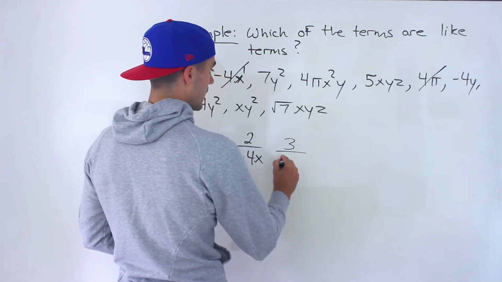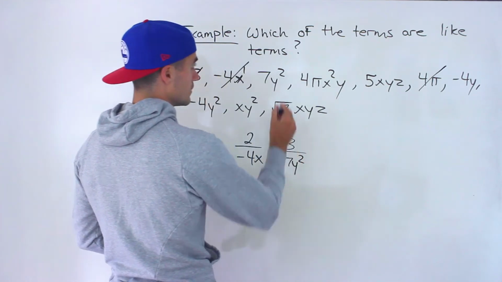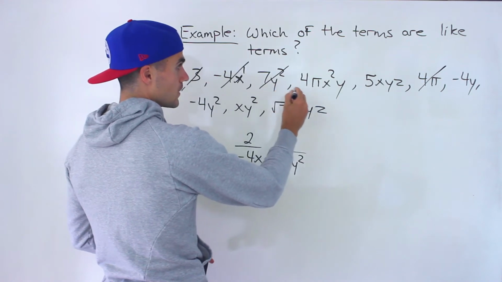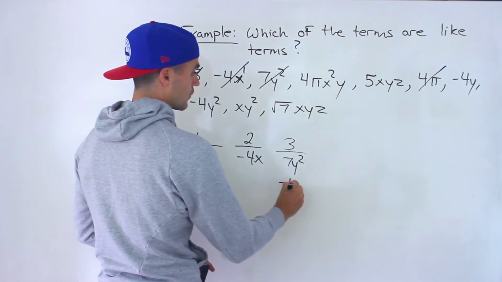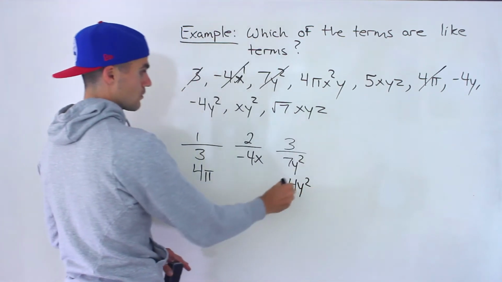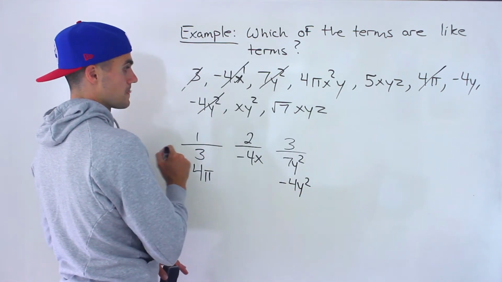Number 3, we'd have 7y squared. So we'd look for all the y squareds, and that would be here. Notice we got negative 4y squared. So those two are like terms.